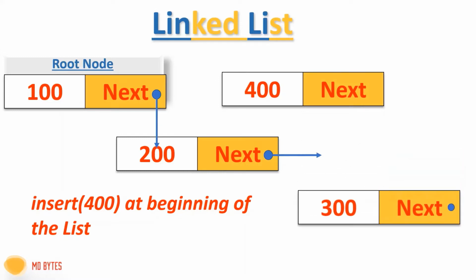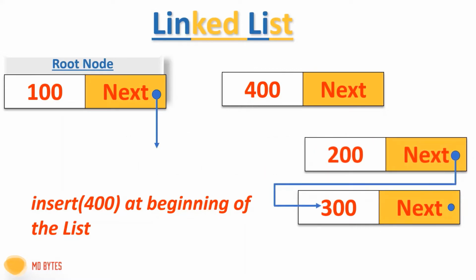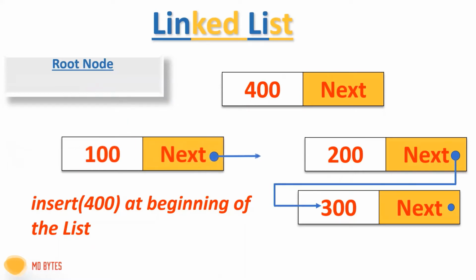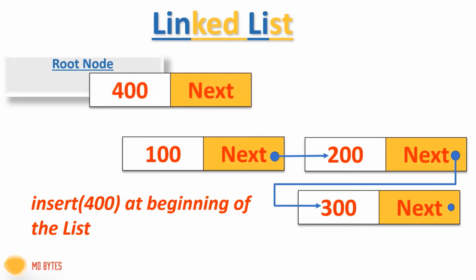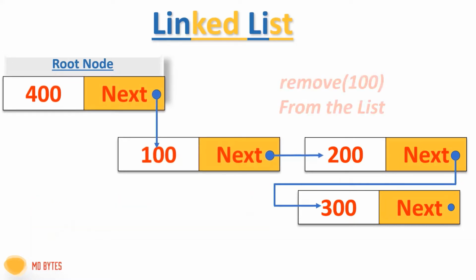You can see the demonstration. Each and every node in the list will be moving to the next positions, and then the first position, which means the root node, will be empty. So now I'm going to insert this 400 as a root node, and the next pointer in here will be pointing to the first node. So this is how we insert a root node.